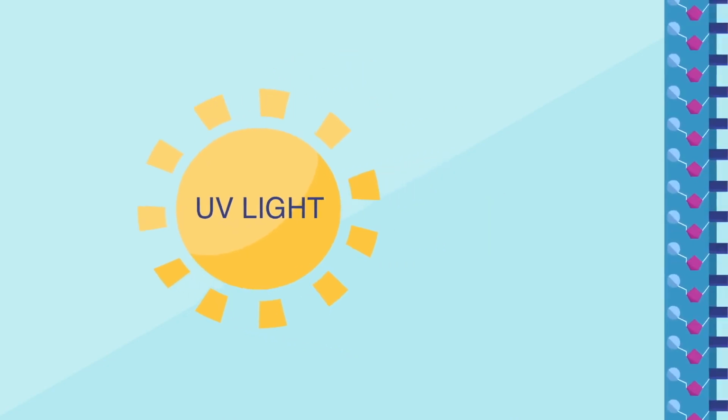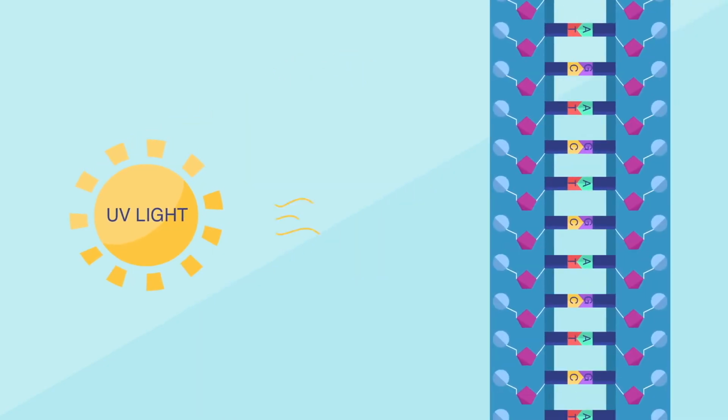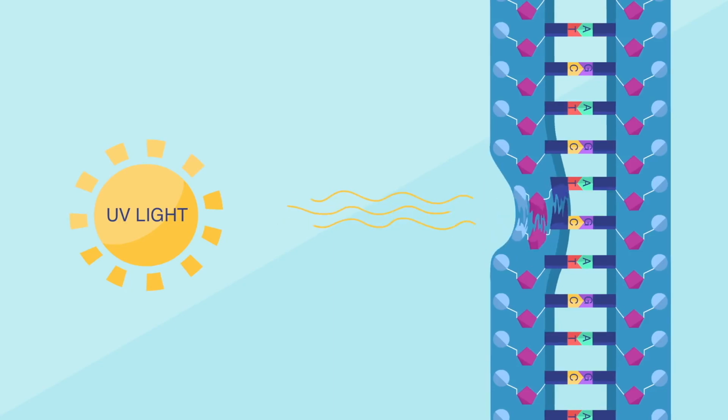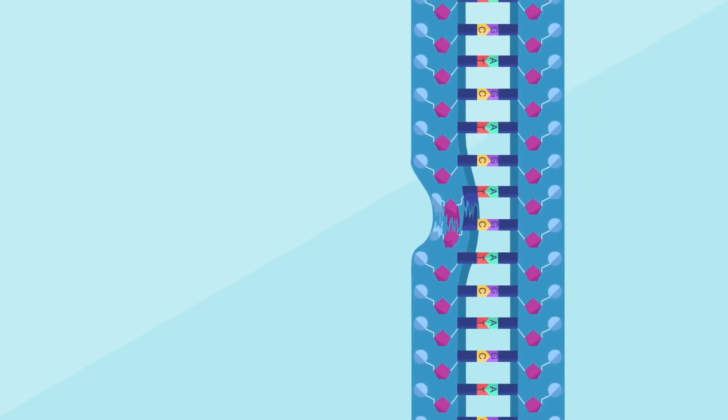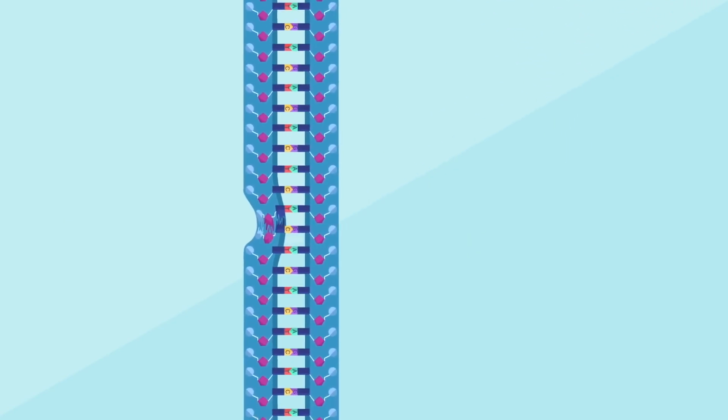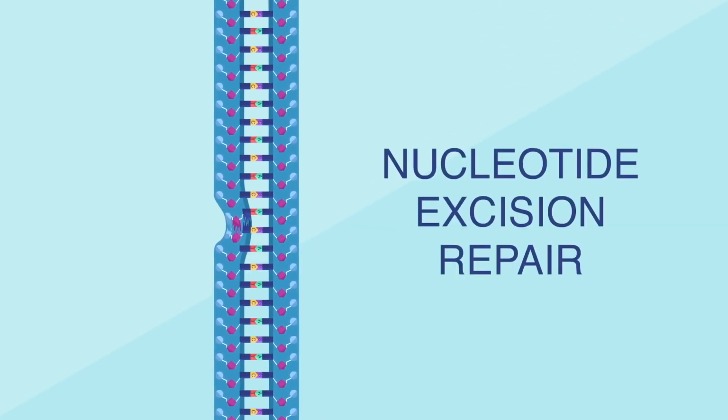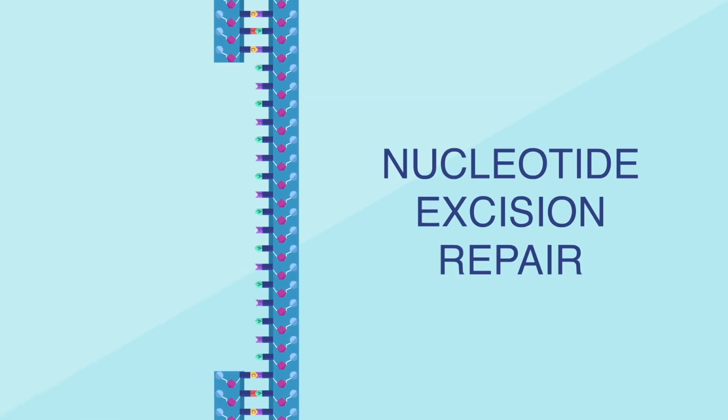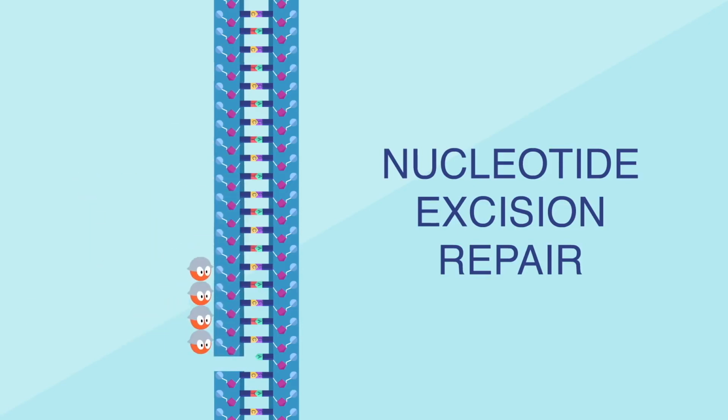UV light can cause damage that's a little harder to fix. Sometimes it causes two adjacent nucleotides to stick together, distorting the DNA's double helix shape. Damage like this requires a more complex process called nucleotide excision repair. A team of proteins removes a long strand of 24 or so nucleotides and replaces them with fresh ones.